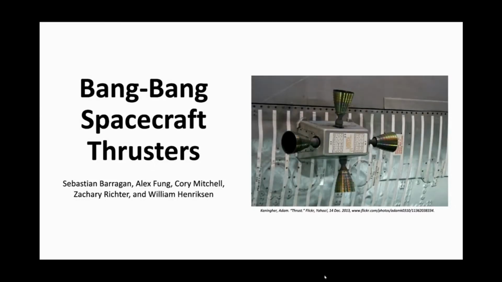And our topic is on Bang Bang spacecraft attitude control thrusters. And the image on the right is one of the quad thruster blocks on the Apollo service module.